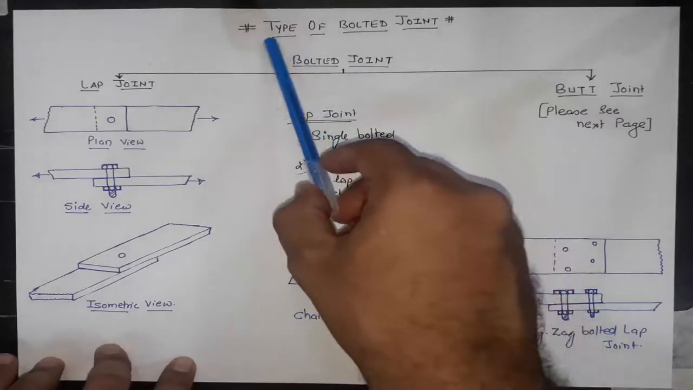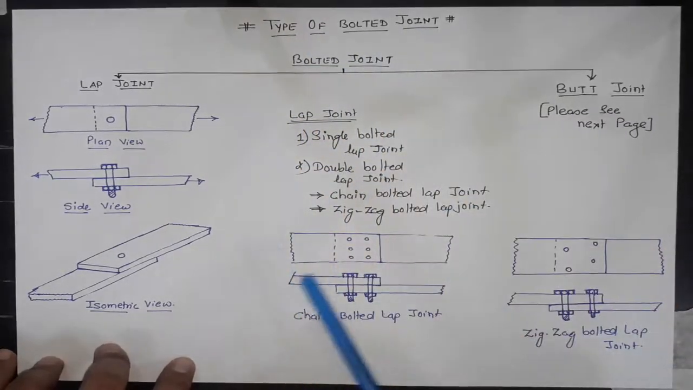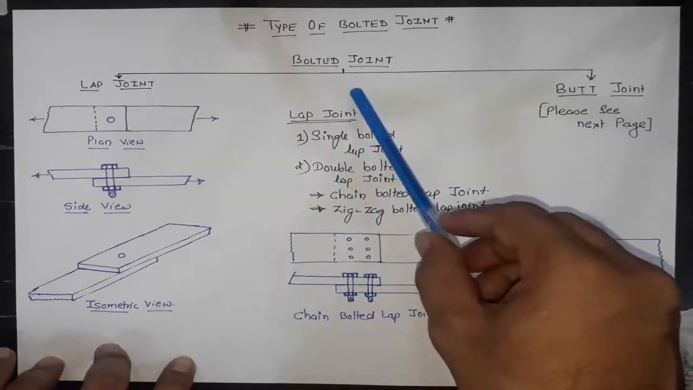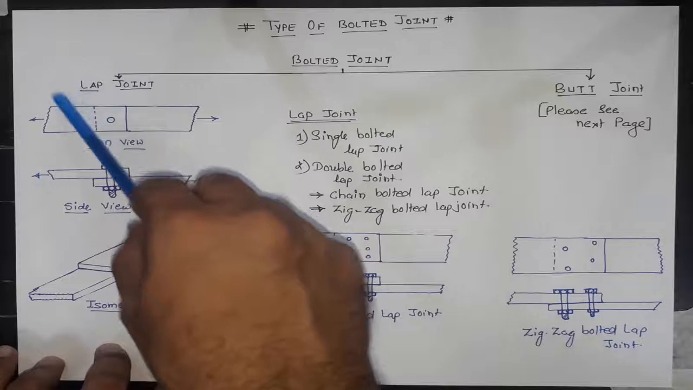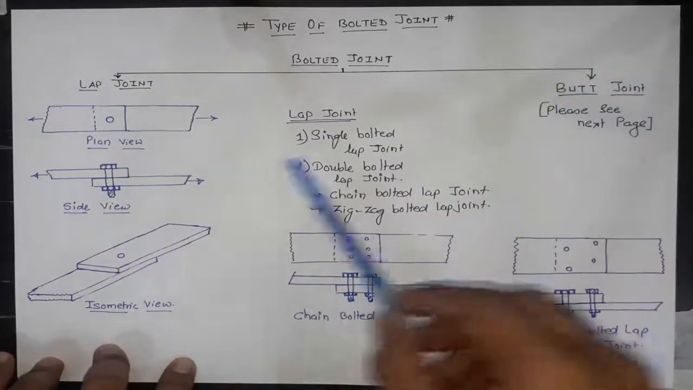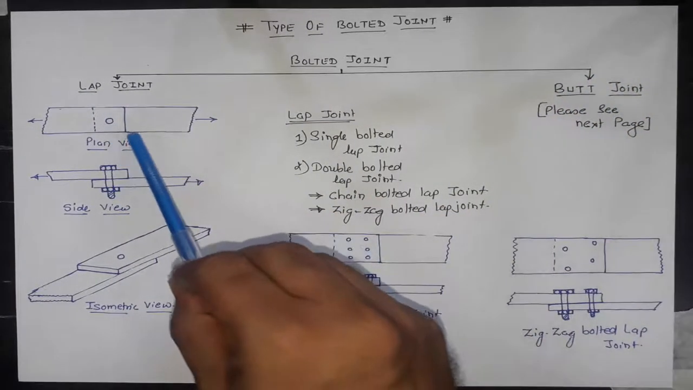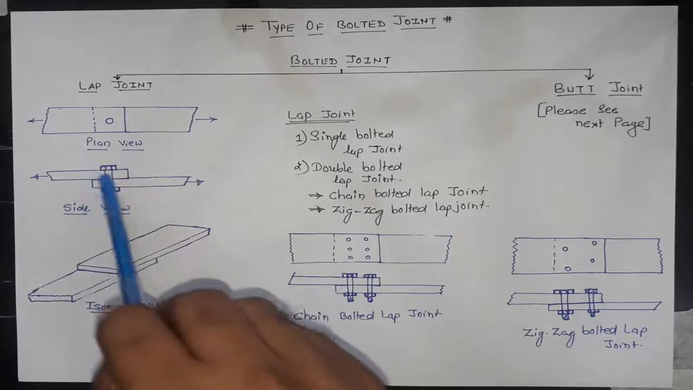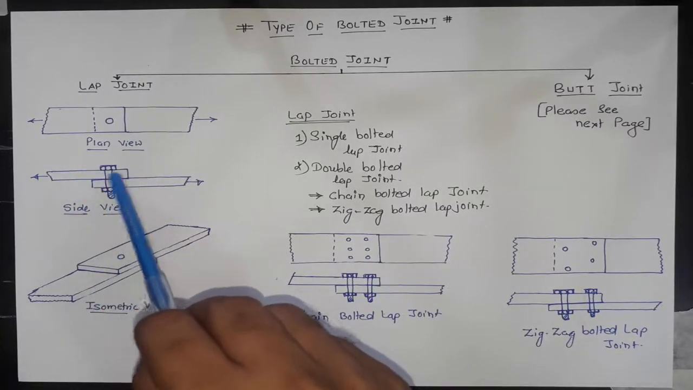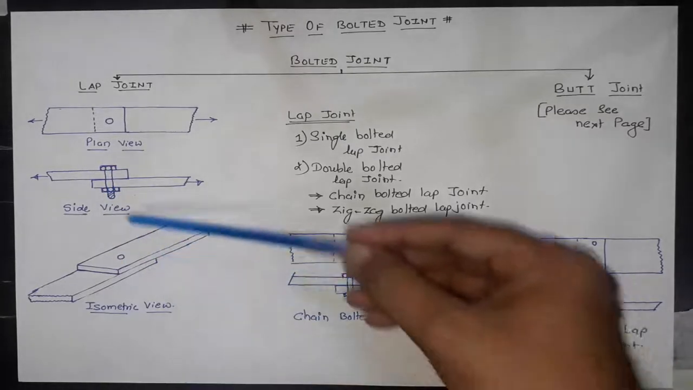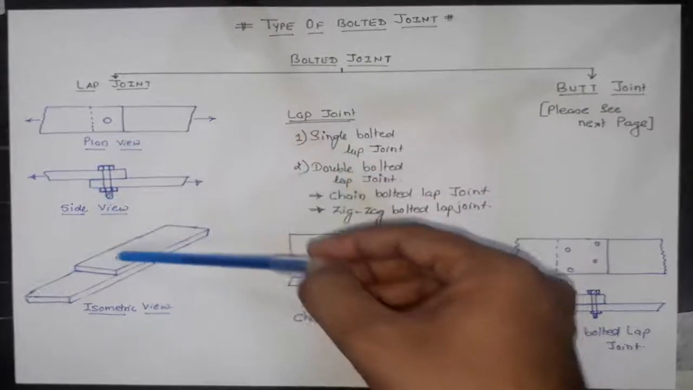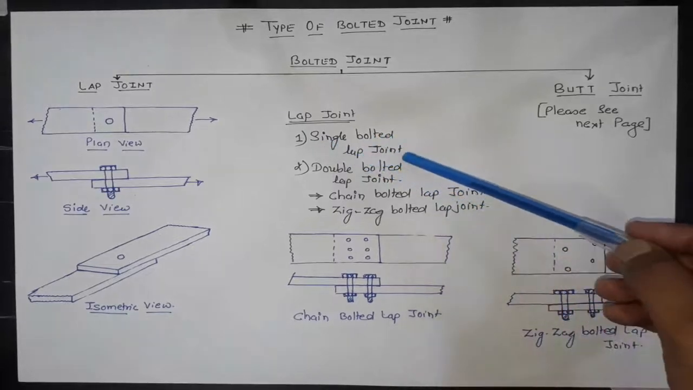Now let's talk about the types of bolted joints. Bolted joints are majorly divided into two types: one is the lap joint, and the other is the butt joint. In a lap joint, the two members are overlapped and connected by means of bolts. If we provide a single row of bolts, it is known as a single bolted lap joint.